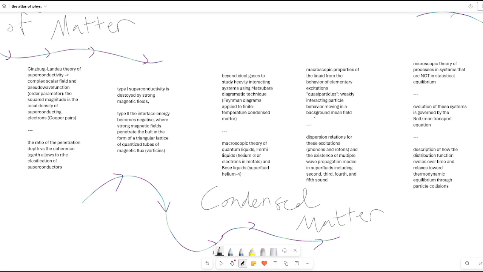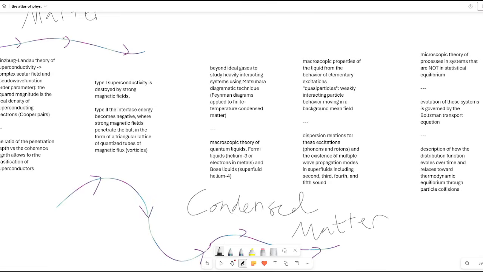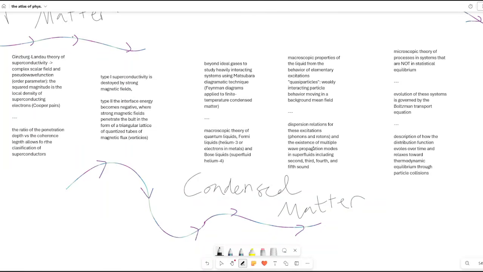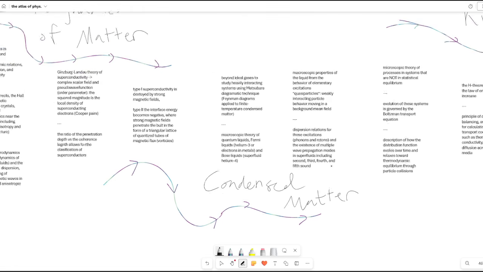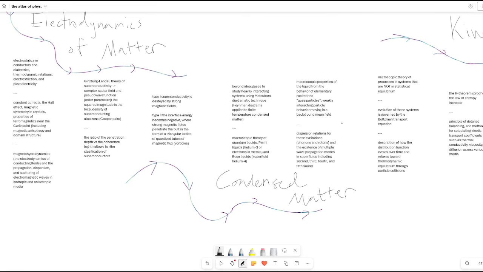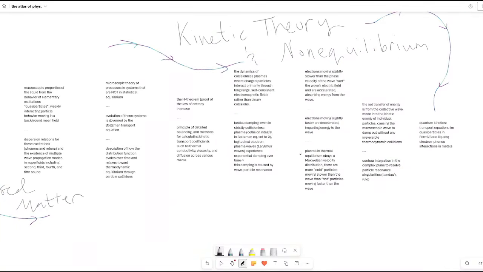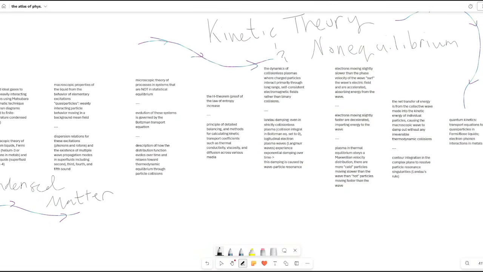And if you don't believe me, just look up a Nature publication. It's like one Google away. Okay, so yeah, gravitons, or spin 2 fields, are effectively there as quasi-particles. And so dispersion relations for these excitations like phonons and rotons, the existence of multiple wave propagation modes in superfluids, including second, third, fourth, and fifth sound. That's pretty much the background or the foundation for condensed matter. And now lastly, we will work through non-equilibrium physics and kinetic theory.